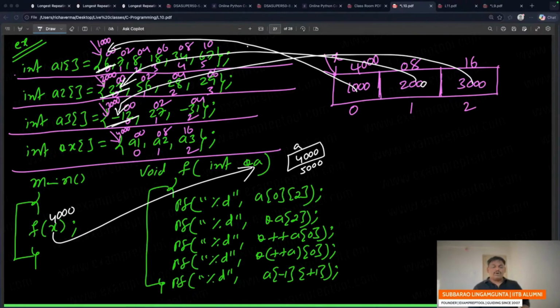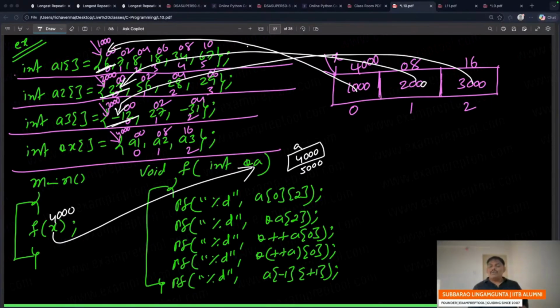Variable name is A. Can you say print A? What will print? Print A. Variable means inside it, 4000 will print.